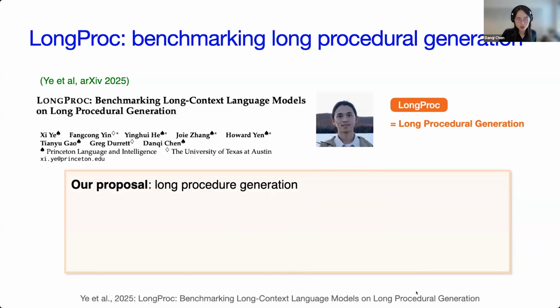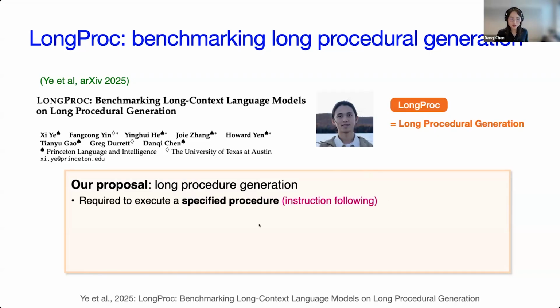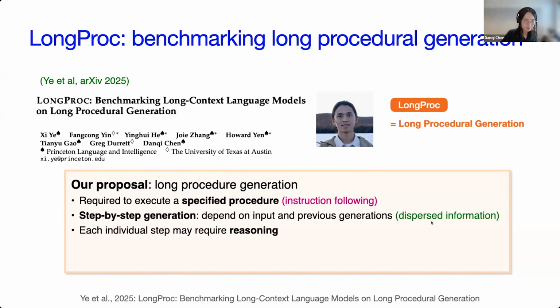So here is our idea. We propose to use long procedural generation as a way to evaluate the long context model's ability for such generation tasks. For all the tasks on the LongProc benchmark, we require the model to execute a very detailed, pre-specified procedure. This really requires the ability of instruction following. We ask the model to execute this procedure and do step-by-step generation. At every single step, the generation needs to depend on the input and all the previous generations. This enforces the model to integrate the dispersed information across different places. And some harder tasks in LongProc may also require reasoning at every individual step.